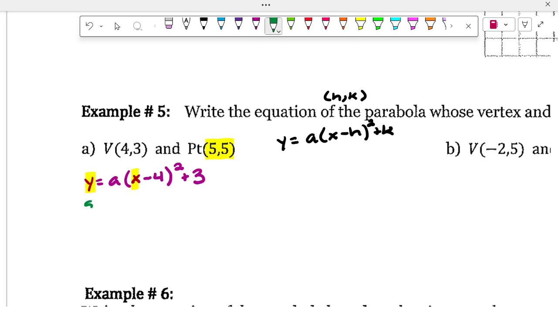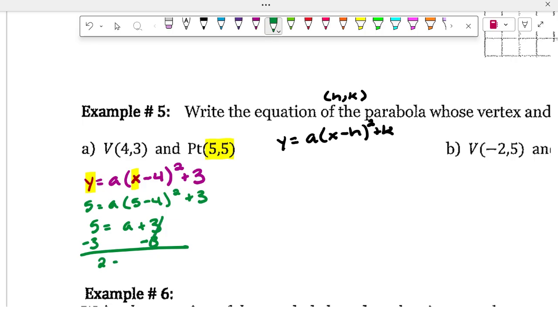So if I do that, I got 5 is equal to a times (5 minus 4) squared plus 3. So what's 5 minus 4? 1. What's 1 squared? 1. What's 1 times a? a. So this would be 5 is equal to a plus 3. How do I solve for a? Subtract 3. So 2 is equal to a.